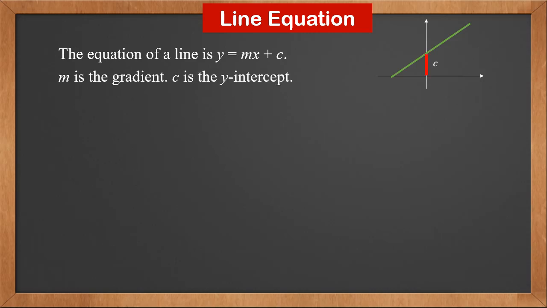The equation of the line is y equals mx plus c. M is the gradient. C is the y-intercept, because when x is 0, y is c. It is where the line intercepts the y-axis.